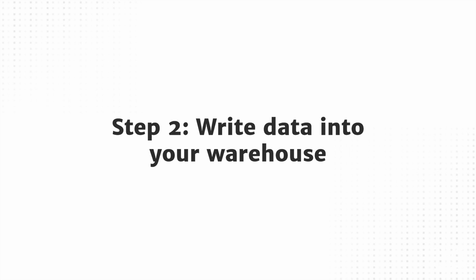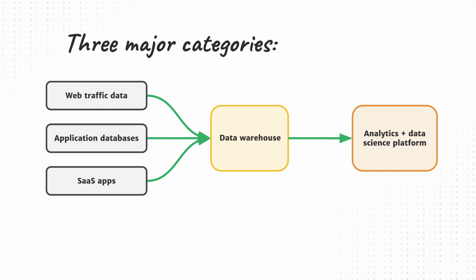So once you have a database, the second thing you want to do is write data into it. How do you actually get data into that warehouse, be it Redshift or anything else? There's three major categories of sources of data. One is web traffic data. The second is application databases, which is essentially when you have a Postgres or MySQL database or something else that's actually powering your application. And then you have SaaS products that have databases behind them, but you don't actually have access to that. You can't interface with Stripe's database.